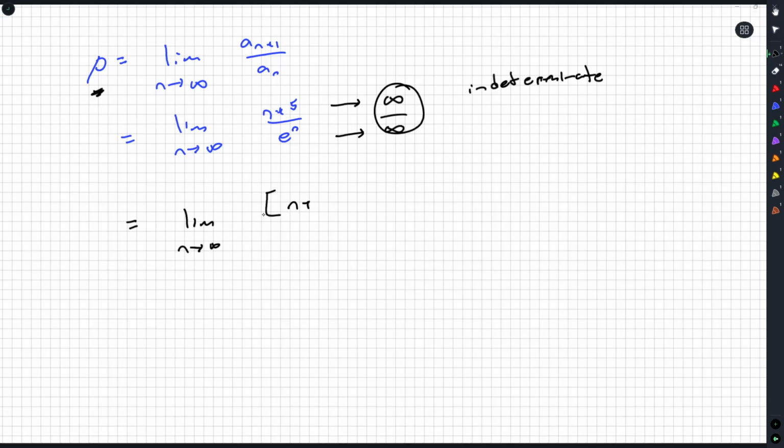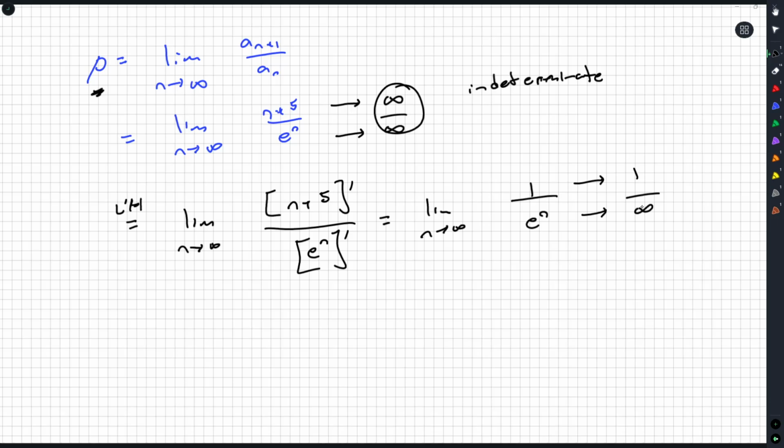So we'll take the derivative, so we'll use L'Hopital's rule. I like putting the little apostrophe h for L'Hopital. That way I don't have to write it out every single time I want to use L'Hopital's rule. Okay? So we're differentiating. These aren't functions of x or y, they're just functions of n, but the letter doesn't matter. So the derivative of n plus 5 is just 1, derivative of e to the n is just e to the n. And now, as n gets bigger, the top is going to 1, the bottom is getting really, really, really big. So 1 divided by a really, really big number is basically 0.